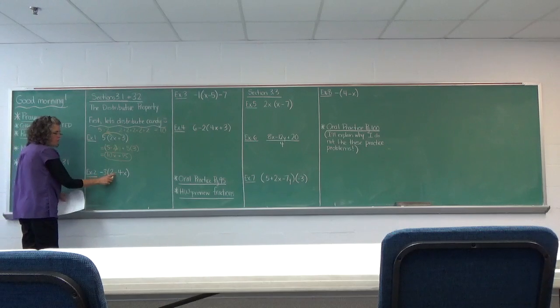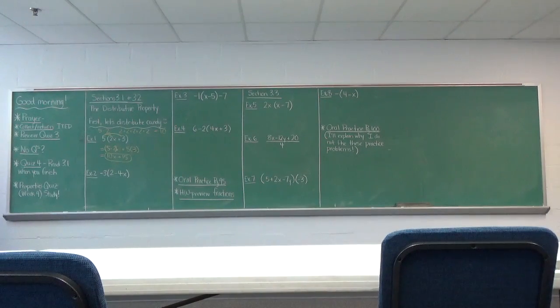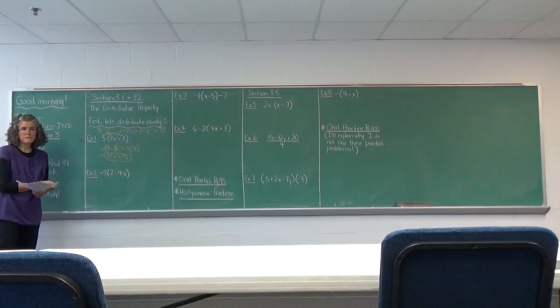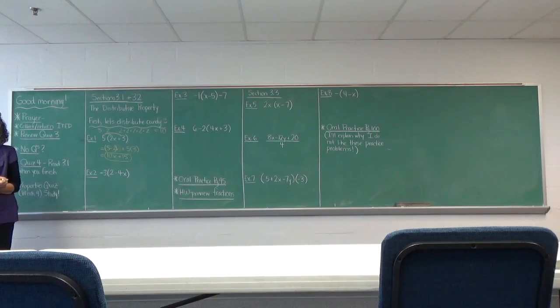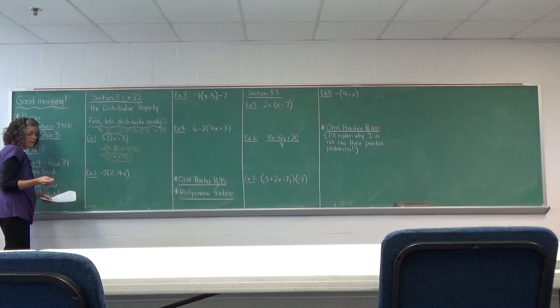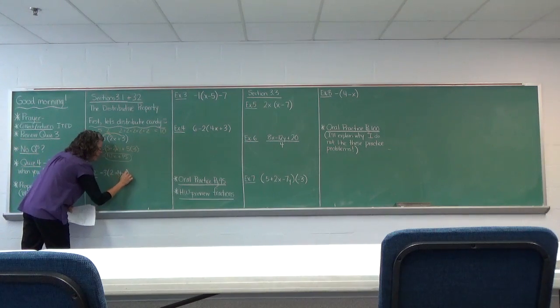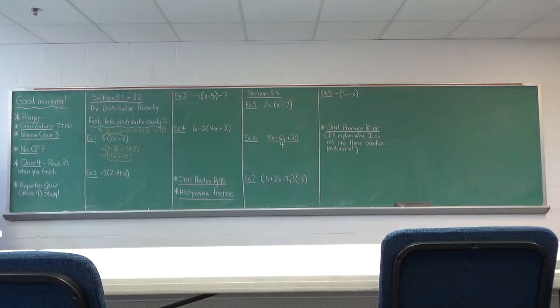But will it work over subtraction? Go ahead and copy the next problem down. Negative 3 times the quantity 2 minus 4x. What do we know subtraction is the same as? Addition of the opposite. Adding the opposite. So I can change this to adding the opposite if I want to and leave it as that. Might put some parentheses around that so I don't lose my negative.